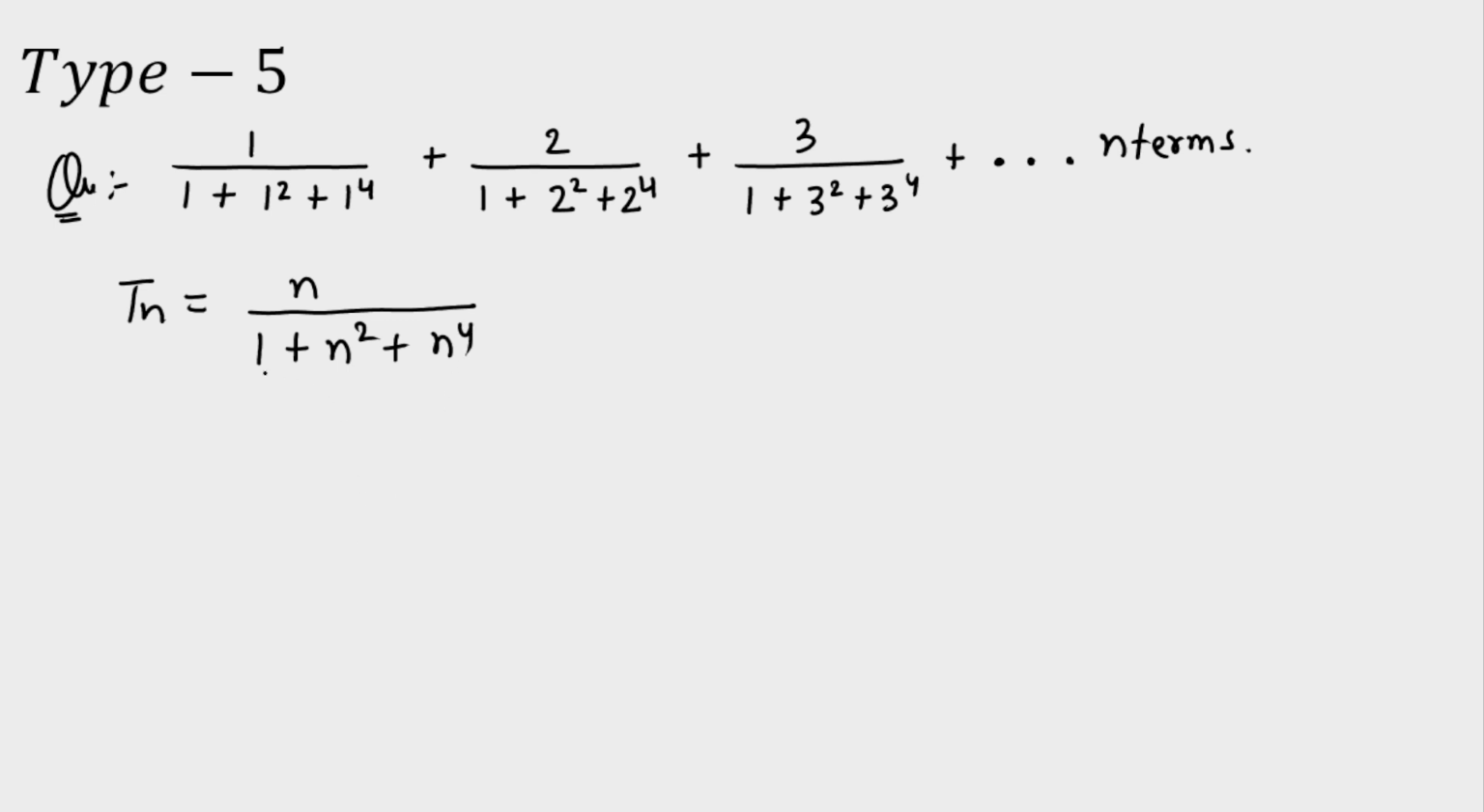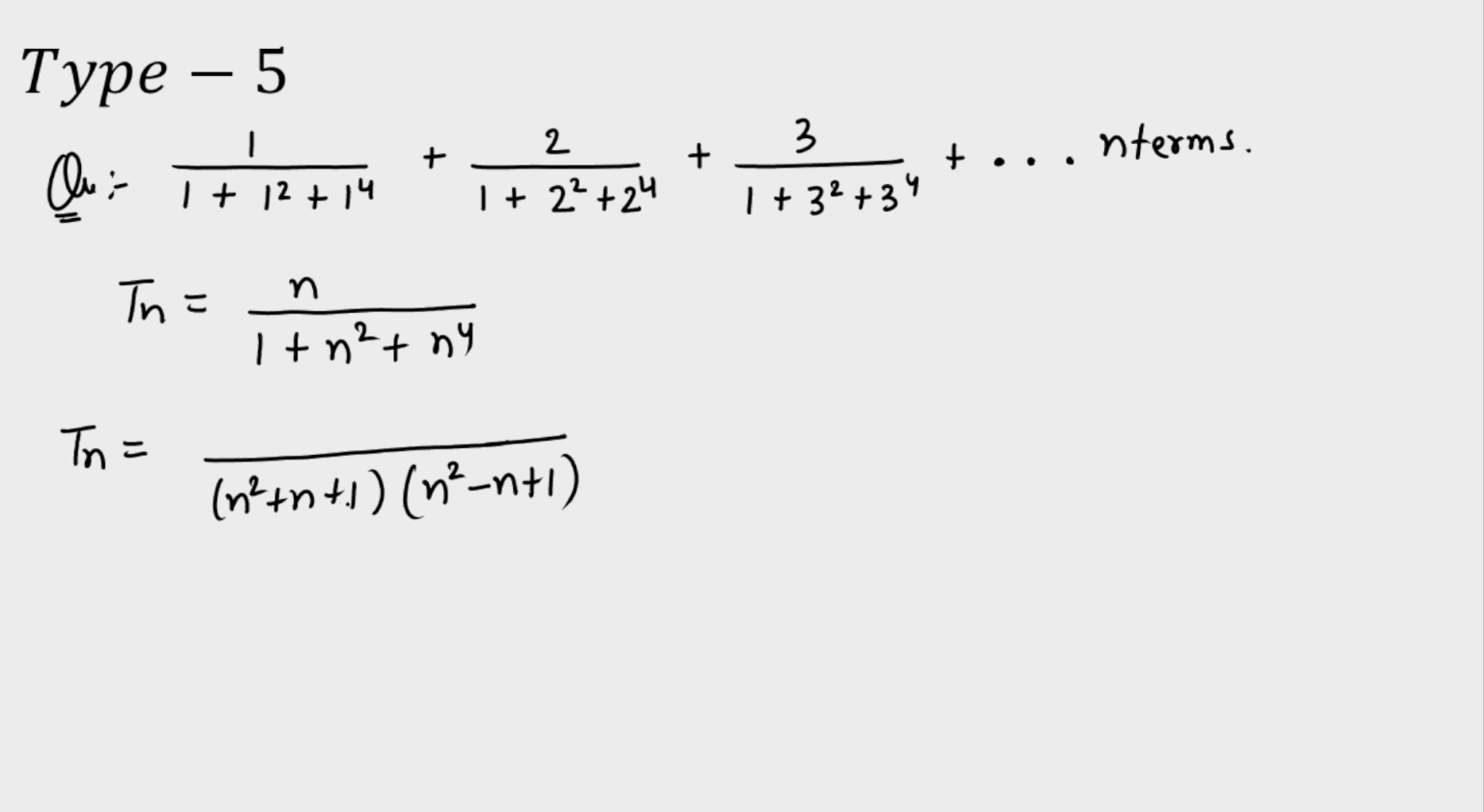Now I think I can factorize this. So T of n, I can write this as, in denominator, n square plus n plus 1 and then n square minus n plus 1 here. So again, if you multiply, you'll get the same thing.